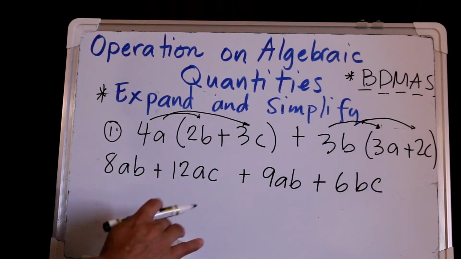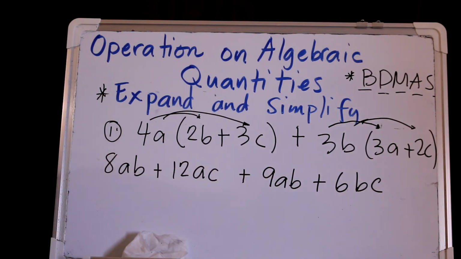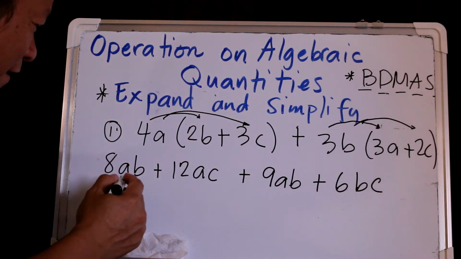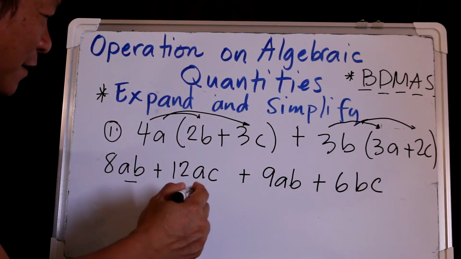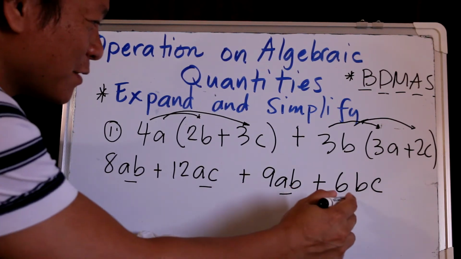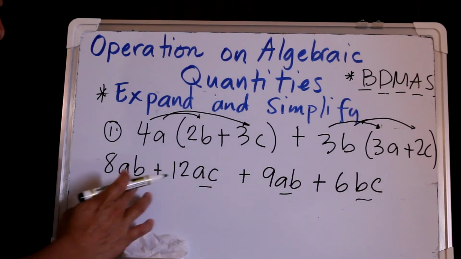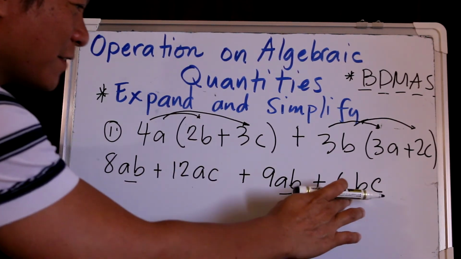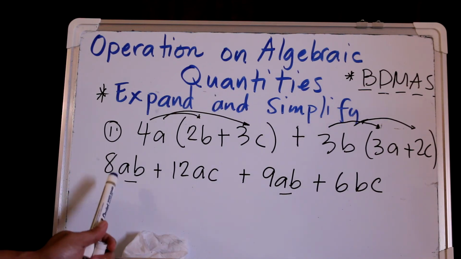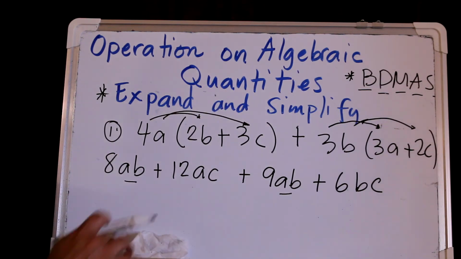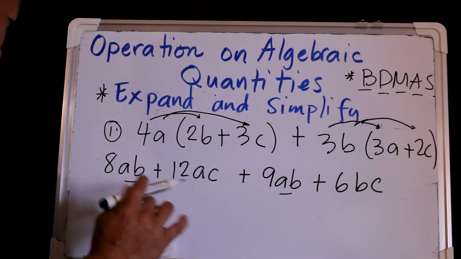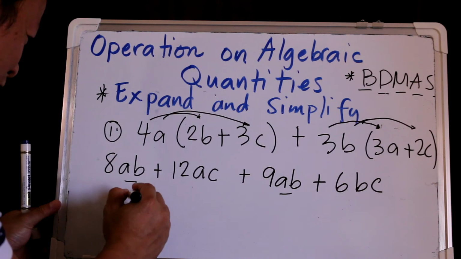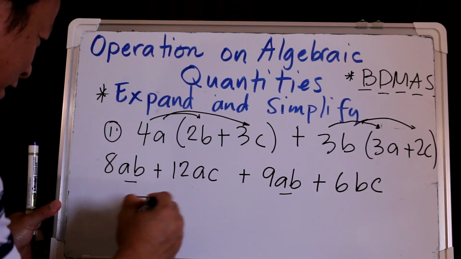Okay, then after that we are going to look at our variables. Is there anything that we can add? So we have BC, AB, and AB here. AC here, so we cannot add this. We cannot add that. Okay, so only AB here and that. So this means our simplified answer is 17AB.